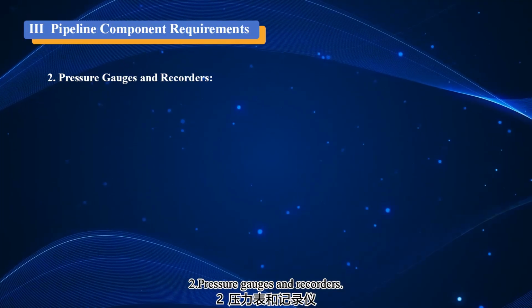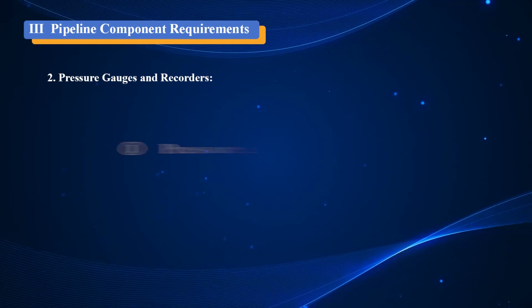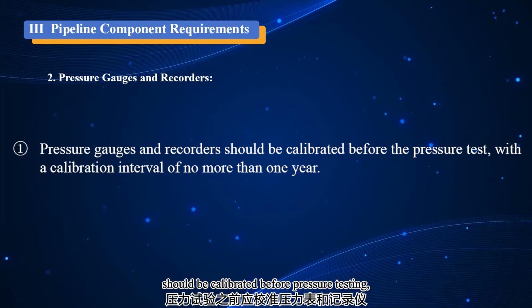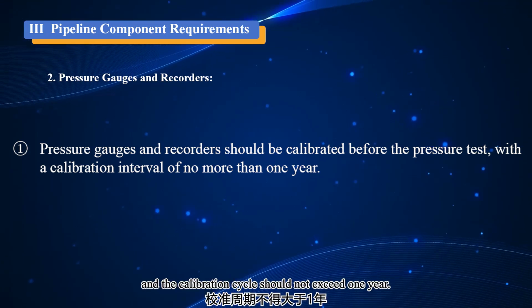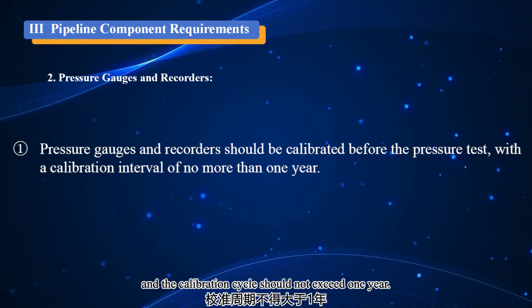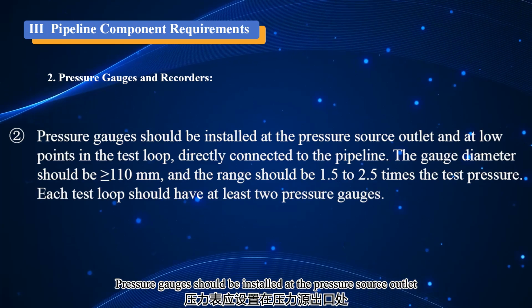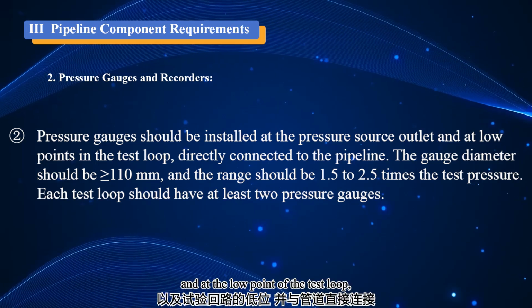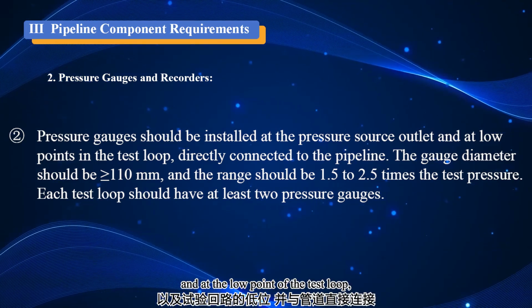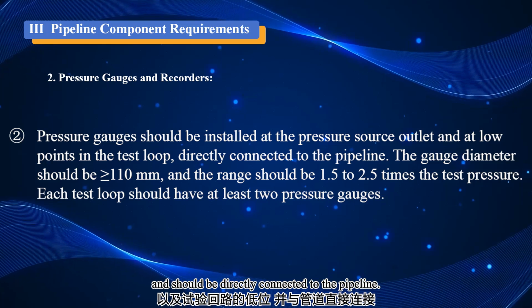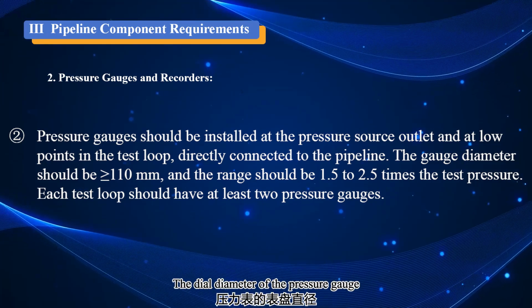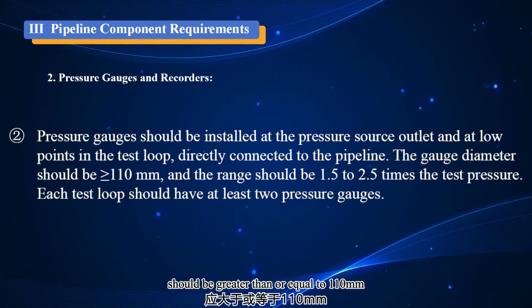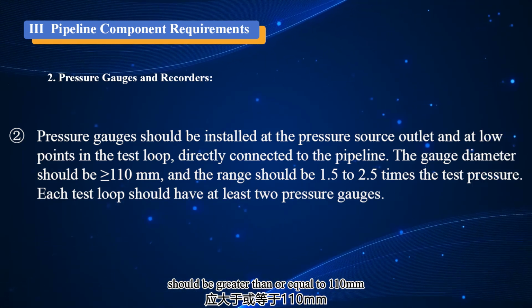Second, pressure gauges and recorders. Pressure gauges and recorders should be calibrated before pressure testing, and the calibration cycle should not exceed 1 year. Pressure gauges should be installed at the pressure source outlet and at the low point of the test loop, and should be directly connected to the pipeline. The dial diameter of the pressure gauge should be greater than or equal to 110 millimeters.